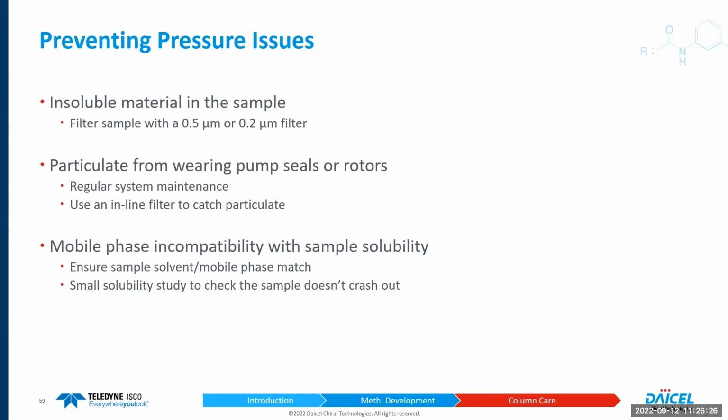Mobile phase incompatibility, again, we want to make sure whenever possible we match the sample solvent and the mobile phase. So in SFC, you're going to be injecting in whatever your modifier is, and using something like dichloromethane if you can to bump up the solubility, assuming you're using an immobilized column so that you don't wreck your coated columns.